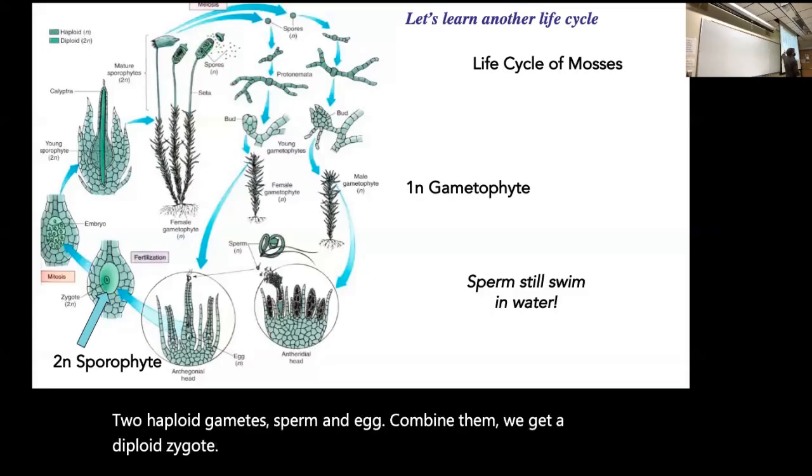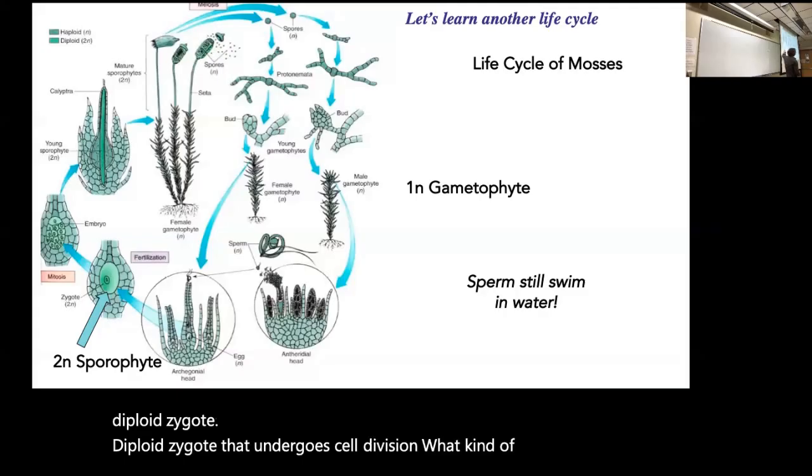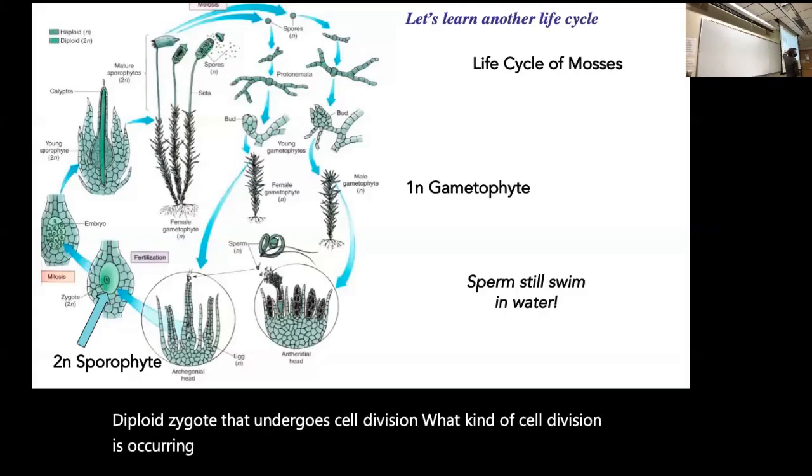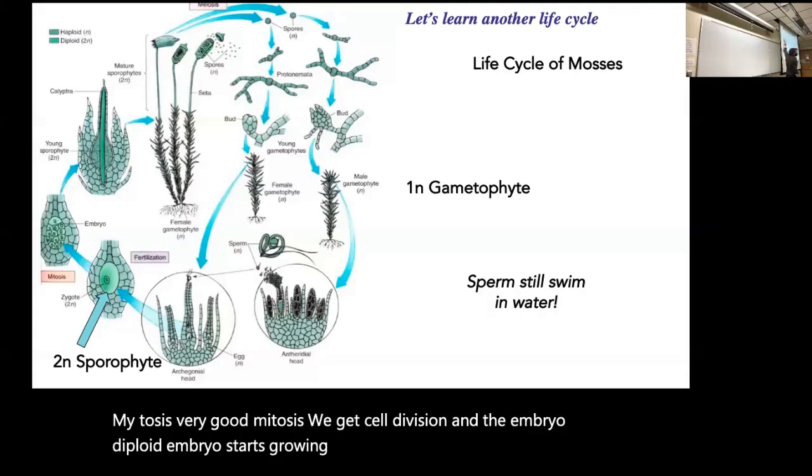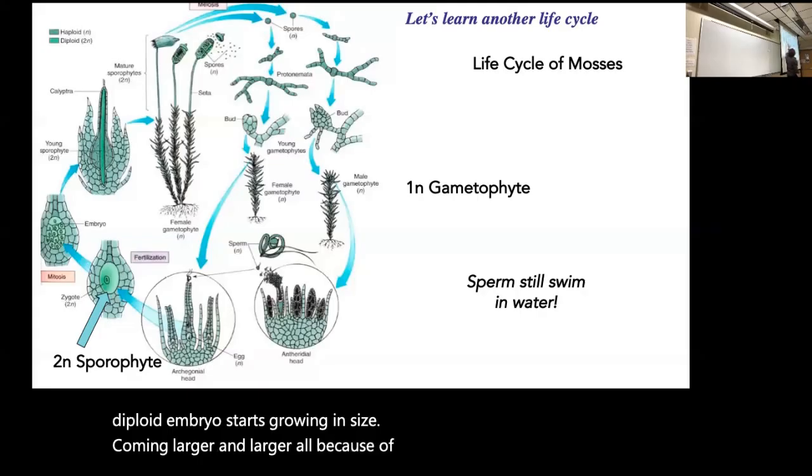Diploid zygote then undergoes cell division. What kind of cell division is occurring within the zygote? Mitosis. Very good. We get mitosis, we get cell division, and the diploid embryo starts growing in size, becoming larger and larger, all because of mitosis.